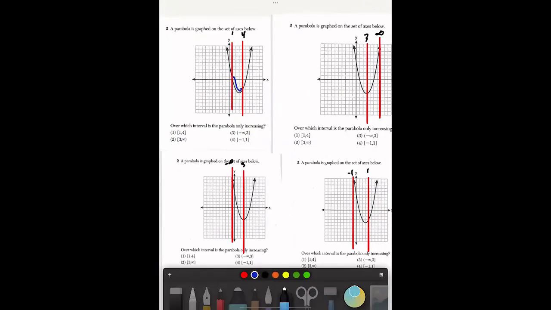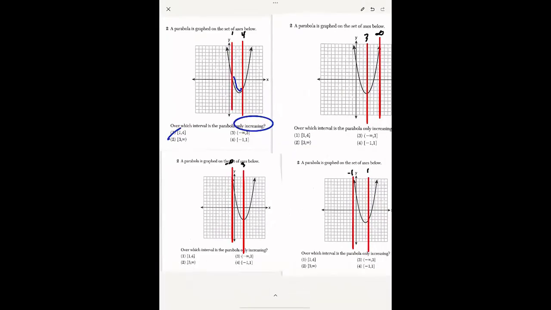All right, this one, it says we're going from a negative infinity to a positive 3, so we would be going down, decreasing all the way down to that interval. So the whole interval we're decreasing. So it's definitely not this one.